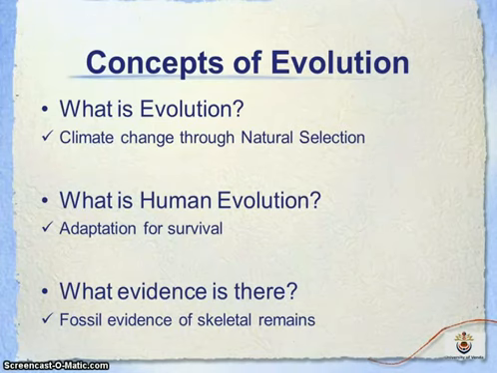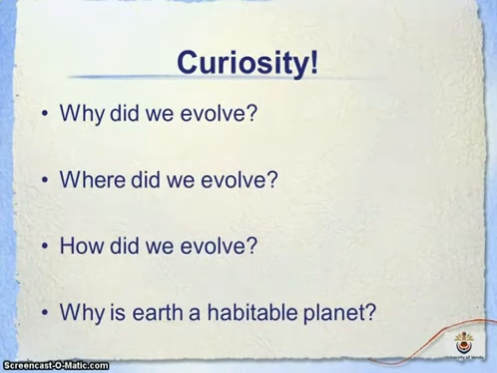So, human evolution will be a change of human species over geological time in response to climate change. And scientists rely on fossils as the main source of evidence to prove that evolution does take place. So there is a curiosity on why did we evolve, where did we evolve, and how we evolved. Answering these questions will help us understand why planet Earth is a habitable planet for human beings.